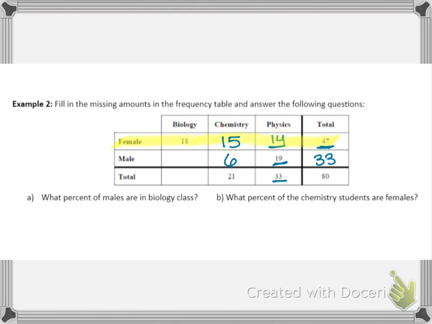Next up, if I look at my row of male students, I know that I'm missing my value for biology. So if I take 33 and subtract 19 and 6, it gives me that there are 8 male students in the biology class. My last missing value: if I add 18 plus 8, it gives me that there are 26 students total in that biology class.